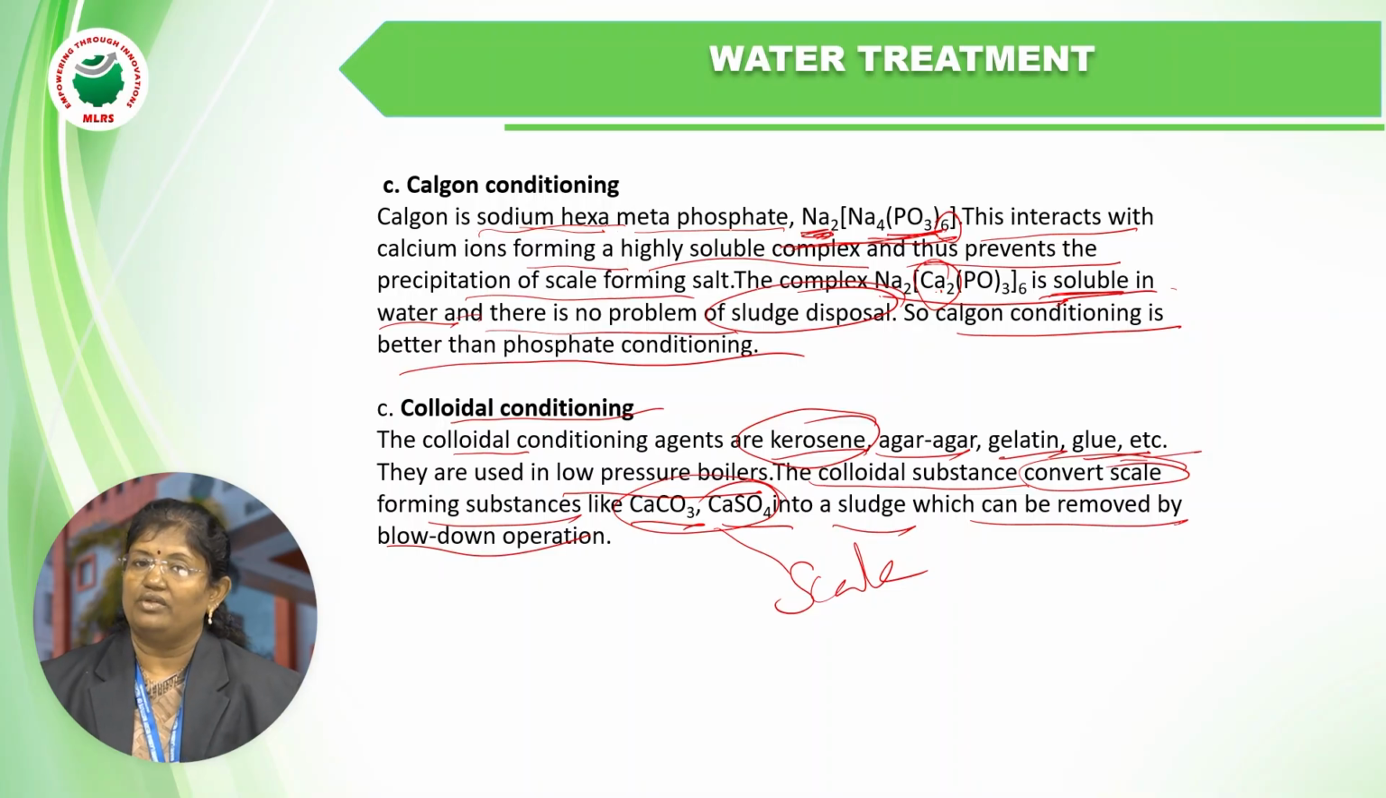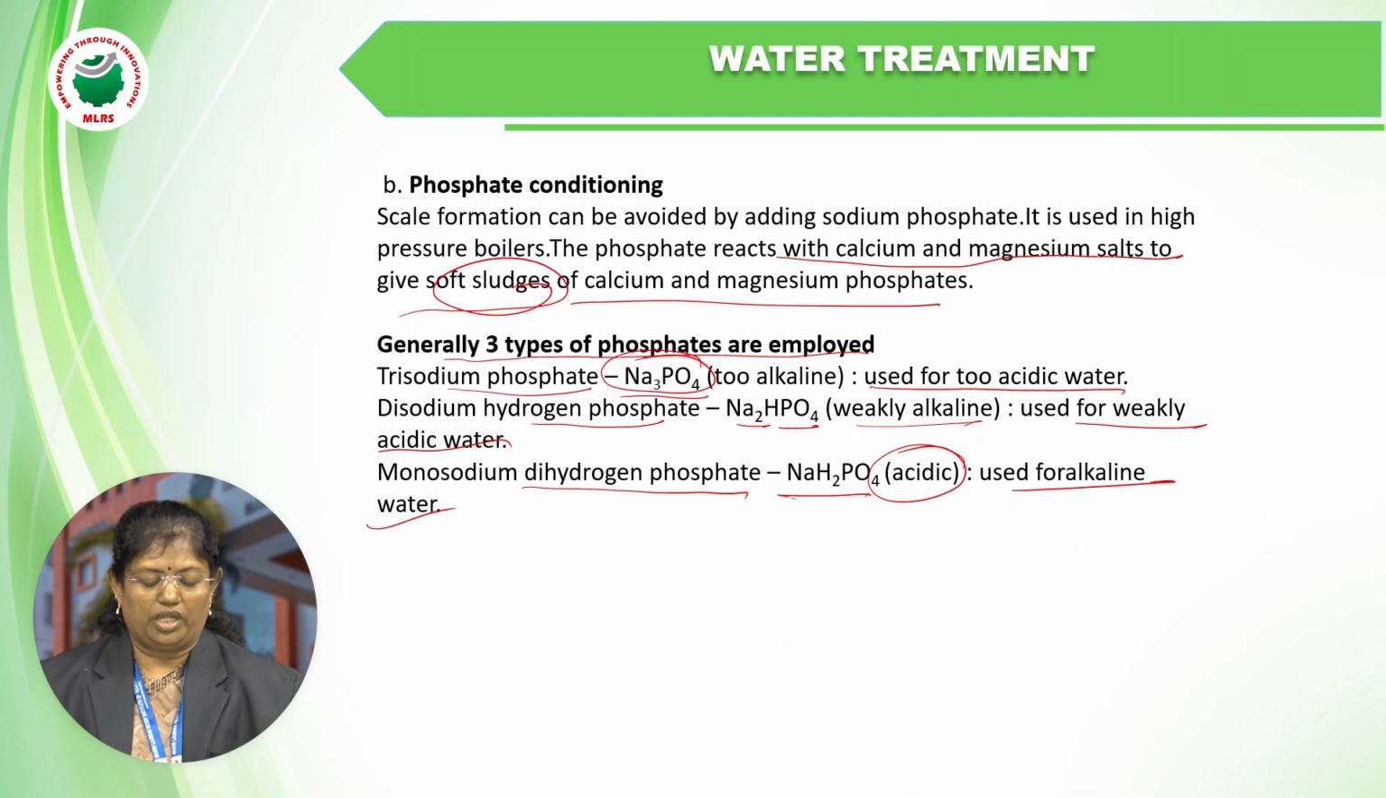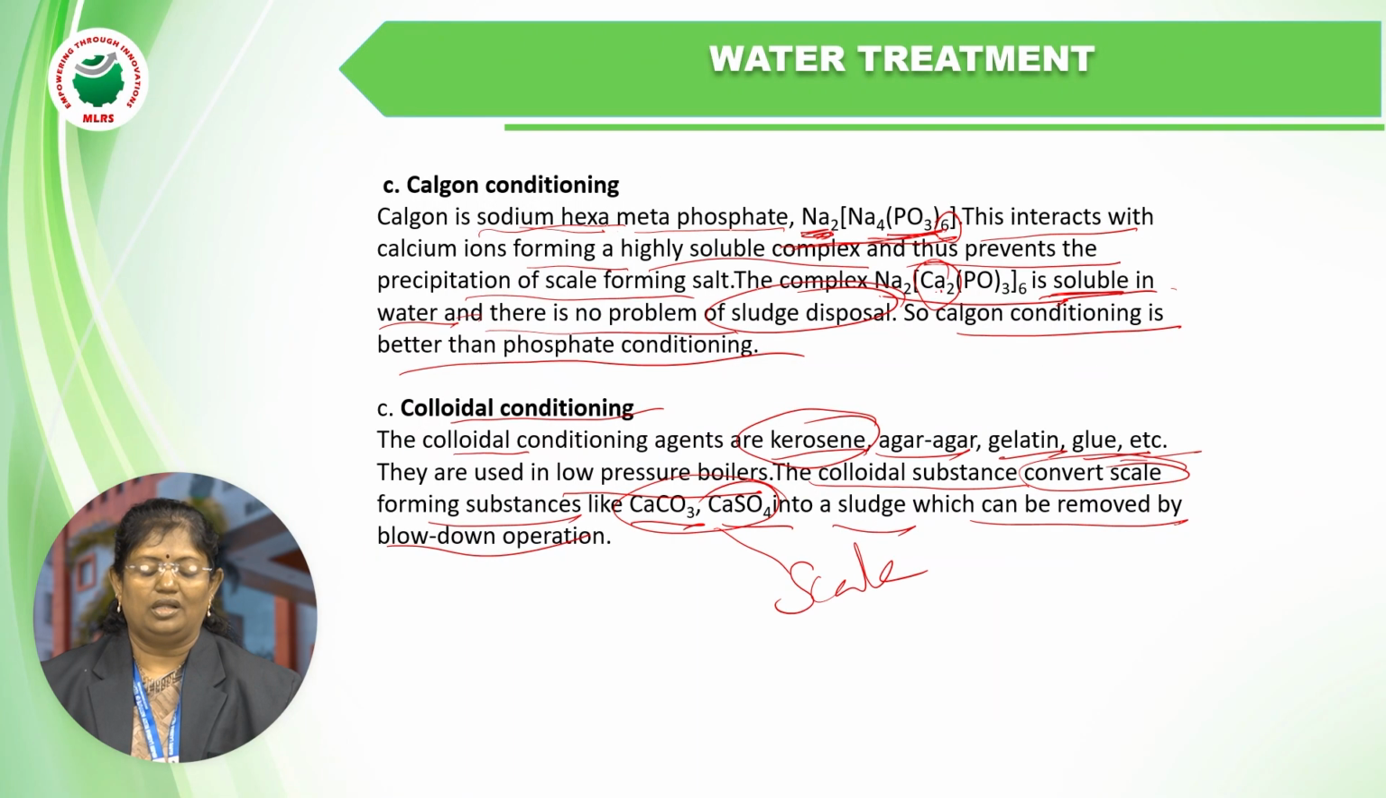Now coming to the other way, internal treatment, which we have also discussed. In internal treatment, we discussed carbonate conditioning. In that conditioning, the reagent is sodium carbonate. Next is phosphate conditioning. Sodium phosphate of different types will be used depending upon the nature of the hard water. Then Calgon conditioning. In Calgon conditioning, Calgon is used. Calgon is sodium hexametaphosphate.